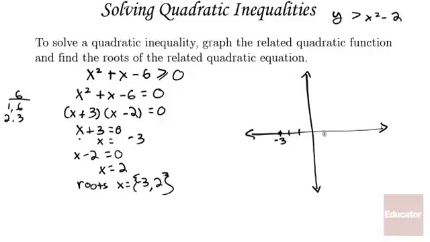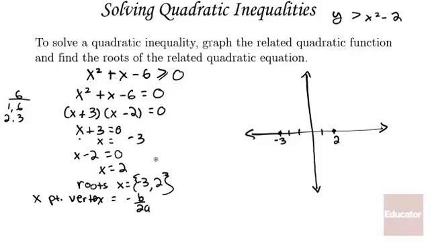So this is negative 3 and 2. Those are the roots. The next thing I'm going to do in order to have my graph is to find the vertex. And recall that the vertex equals negative b over 2a. The x value for the vertex equals negative b over 2a.